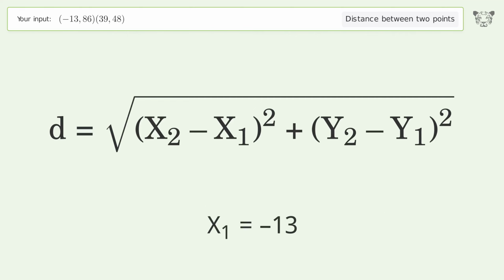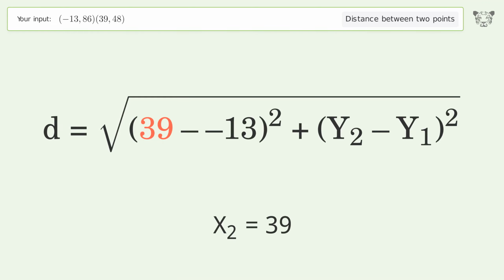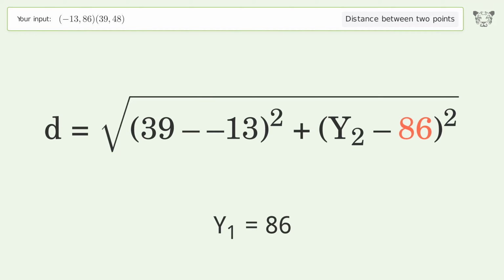x1 equals -13. x2 equals 39. y1 equals 86. y2 equals 48.